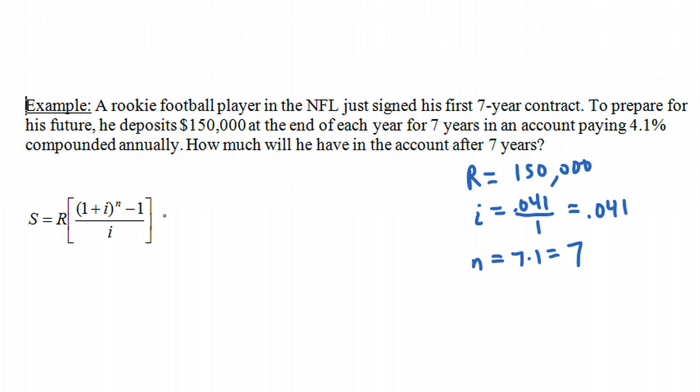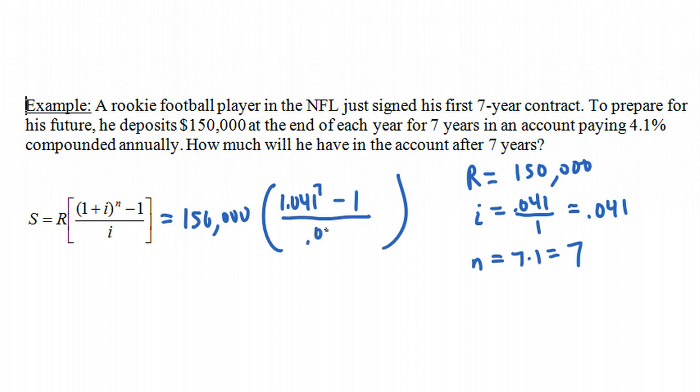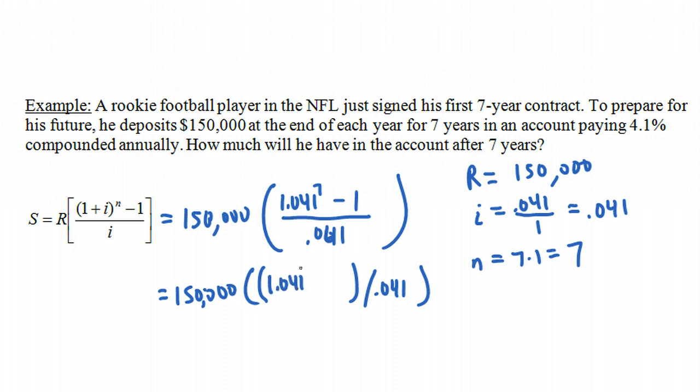Okay, so let's plug things in. We have 150,000 times 1.041 raised to the 7th power minus 1, divided by 0.041. So the way we would type this in our calculator would be 150,000 times, we'd still have 0.041 in the denominator. In the numerator, we'd put the whole numerator in parentheses as well. We don't want the calculator to just think we're doing 1 over this. We're doing the whole top part over 0.041.